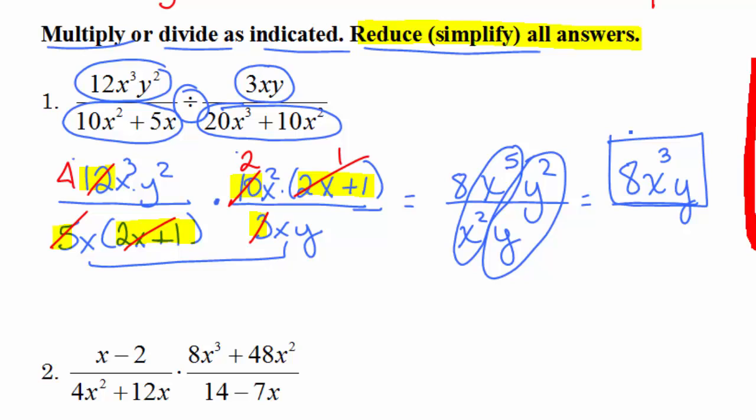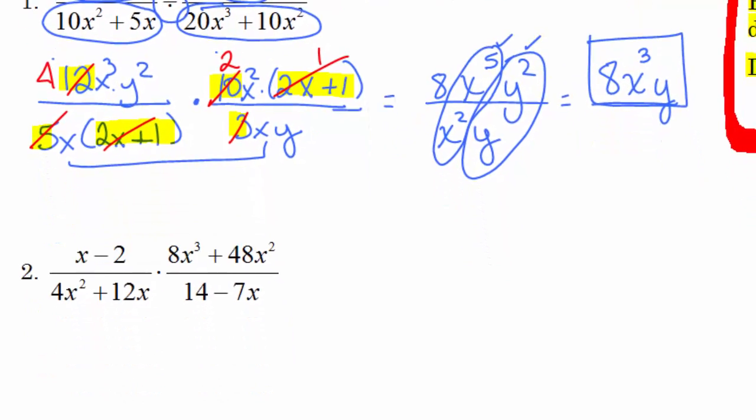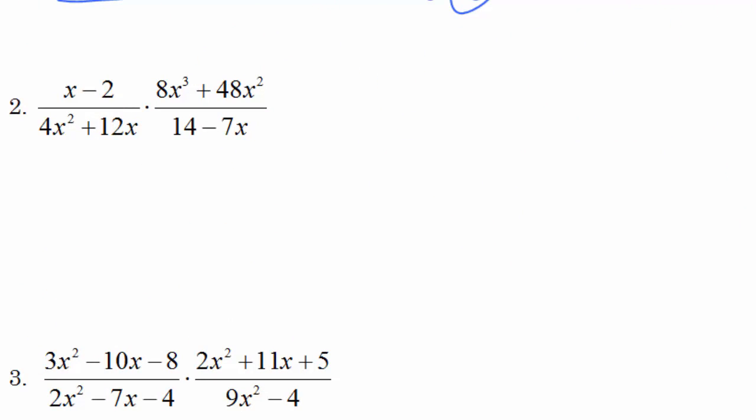So did we really ever multiply? Well, a little bit, I guess 4 times 2. Did we divide? Yeah, a little bit here and there. Mainly it is factoring and dividing out common factors. So now let's look at number 2.